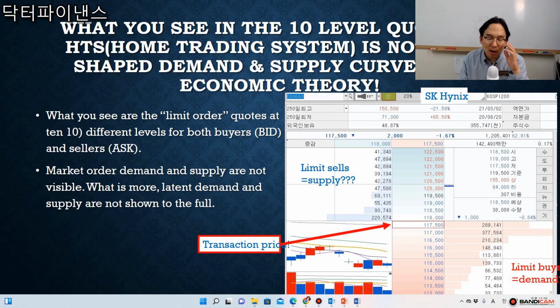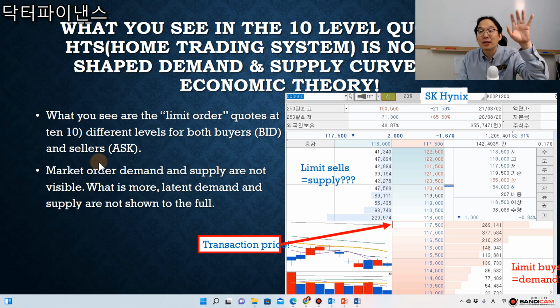Some of the Korean students may question, hey, come on, in the Korean stock market, as I trade, I can see 10 levels of the order quantities at different price levels. And here are the demand schedules, right? Limit buy orders, and here are the sell orders, the supply. So wouldn't it show a supply curve and demand curve like this? And my answer is no. What you see in the 10 level quote home trading system is not really the demand curve and supply curve that I'm talking about over here. It's only showing up partially. At the equilibrium price, you see much more supply and demand going on like this. And what you see are limit order quotes at different levels of both buyers and sellers.